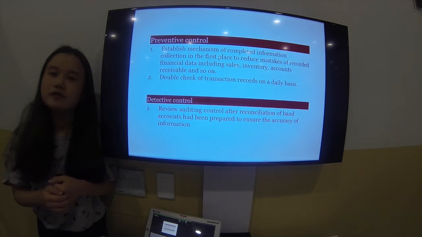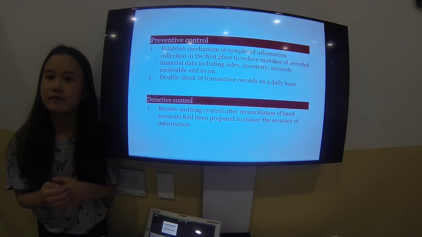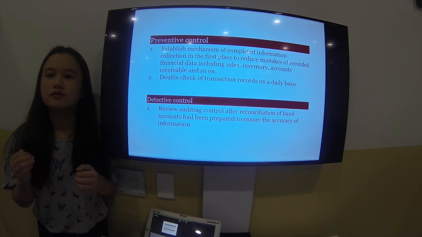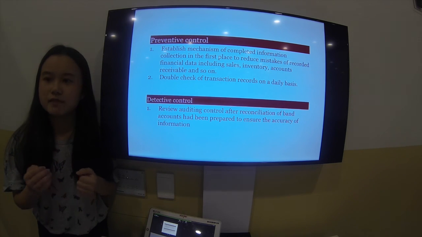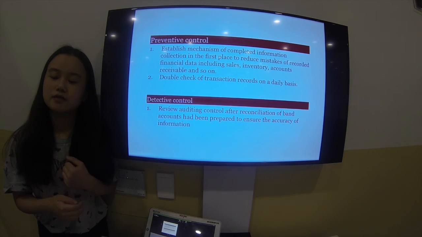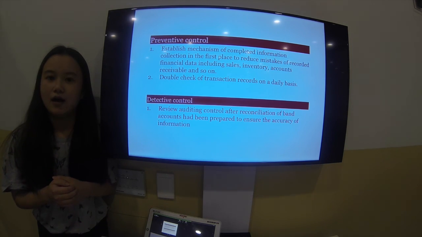My recommendation for preventive control is to establish a mechanism of complete information collection in the first place to reduce mistakes of recorded financial data, including sales, inventory, accounts receivable, and so on. The detective control is to review auditing control after reconciliation of bank accounts.